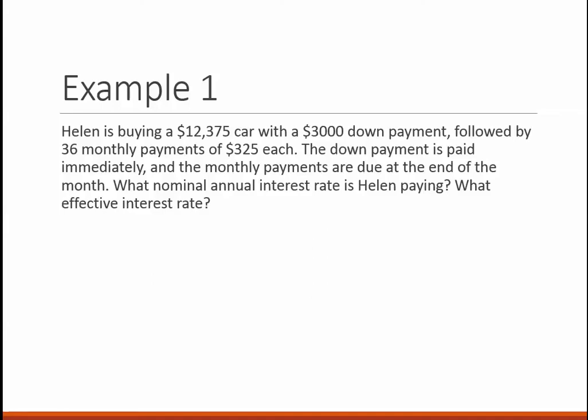Okay, so how do we find this number? Well, let's draw our cash flow. So we have 0, 1, 2, 3, and 36 periods. Well, first of all, she's receiving a benefit that is worth $12,375, but she's putting down $3,000, and she will be making period payments of $325 per period, per monthly period.